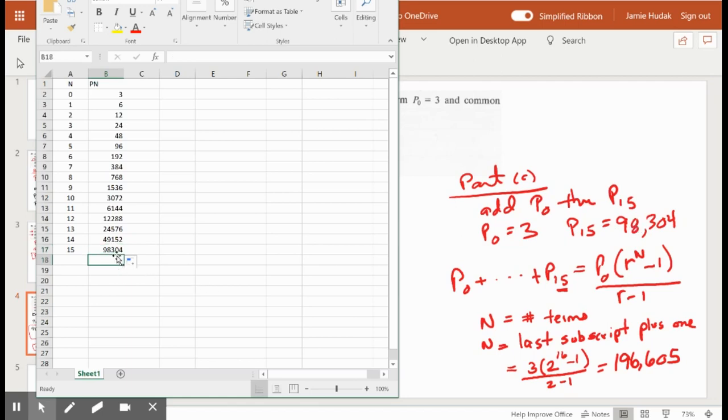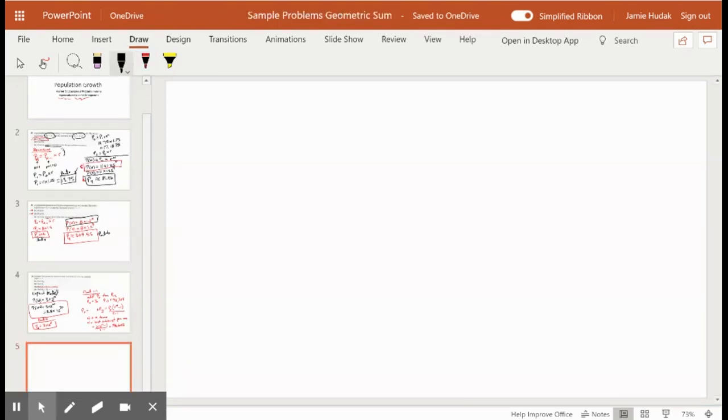And now I'm going to go underneath that last term and say equals sum. And I'm going to say add up all of these PN numbers and hit enter. And we got 196,605. And that's what our formula gave us over here. Okay, so let's do one more example with the geometric sum.